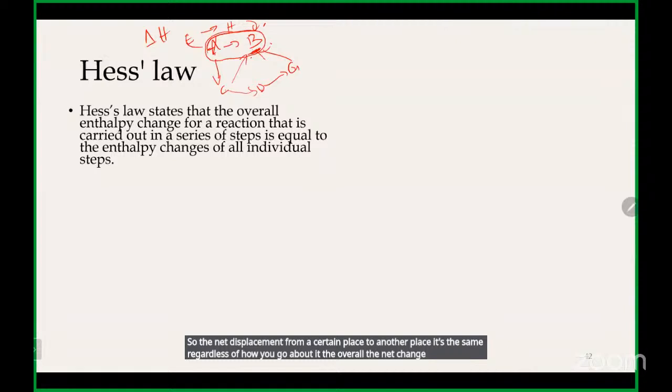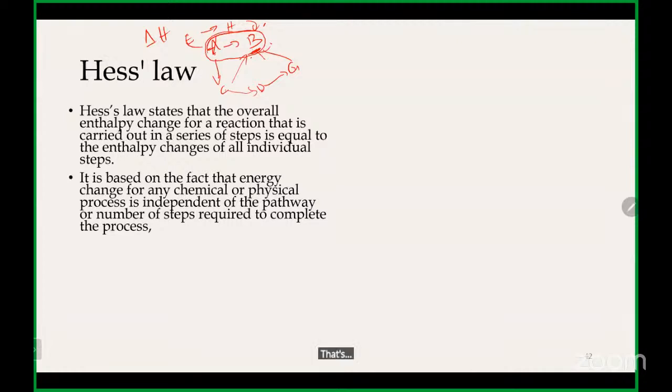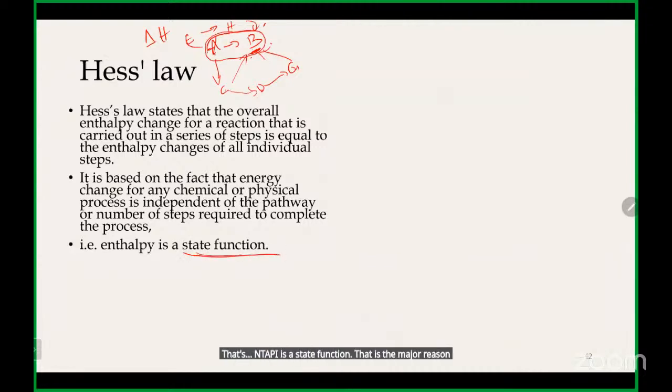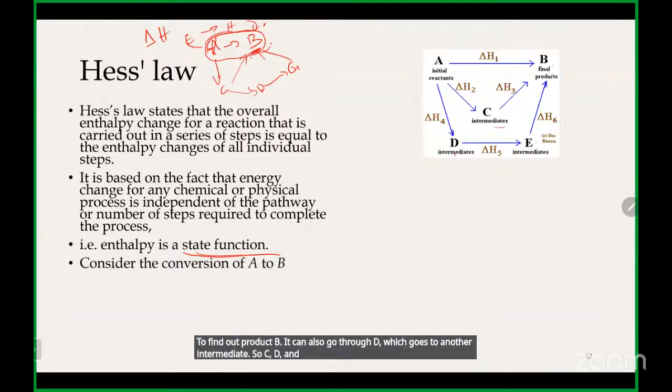The reason why we can do that is because, like we've said, enthalpy is a state function. That is the major reason. So if I want to put it in a diagram, A, initial reactants, going to final product. A can go through C, which we call an intermediate, to final product B. It can also go through D, which goes to another intermediate. So C, D, and E are called intermediates before you arrive at your final product.